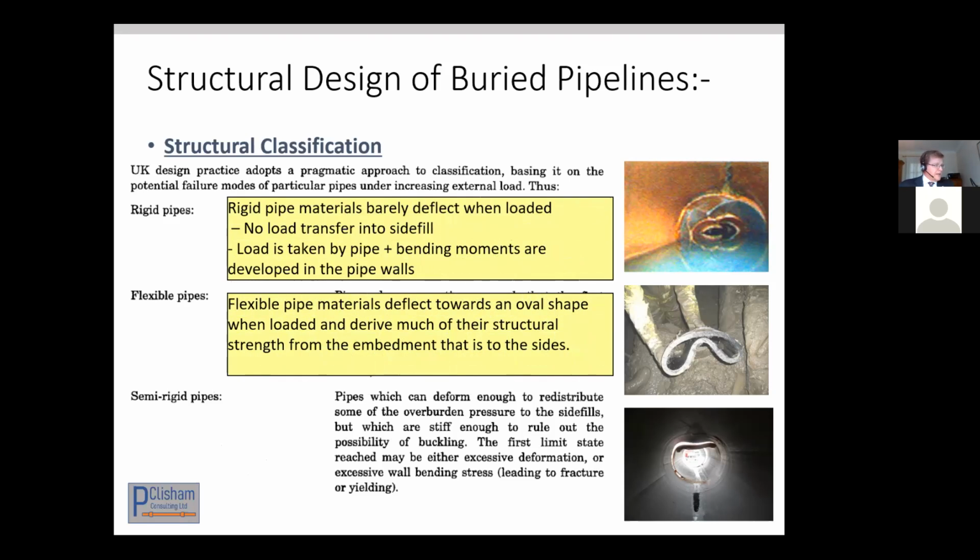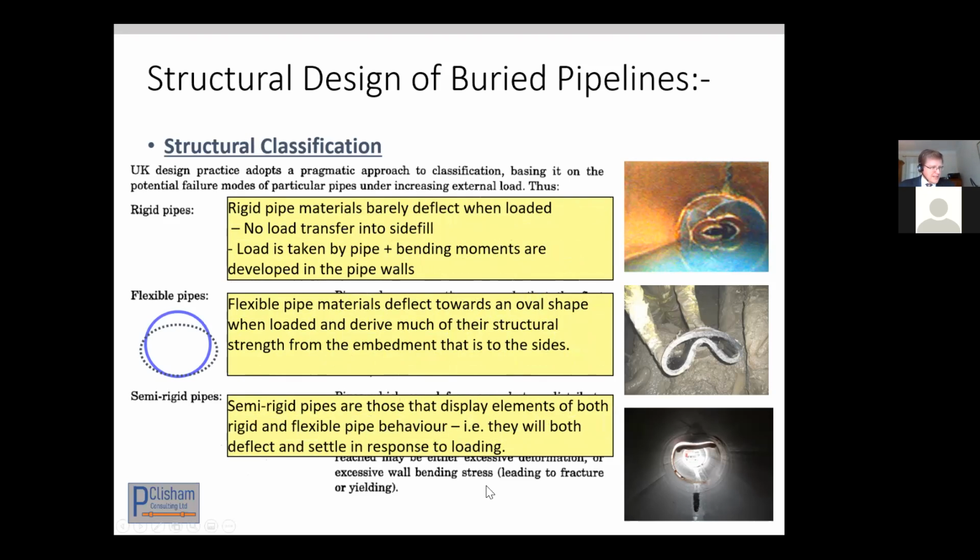We have flexible pipes. Now these things tend to deflect and form an oval shape when they're loaded, and they can derive a lot of strength from the surround around them. And then you've got semi-rigid pipes, and these are flexible pipes that are very stiff and strong, much stiffer and stronger than the ground around them. So they behave a bit like both. And so they're the fundamental three categories that we tend to break pipes into. And we'll explain a little bit more about that later.